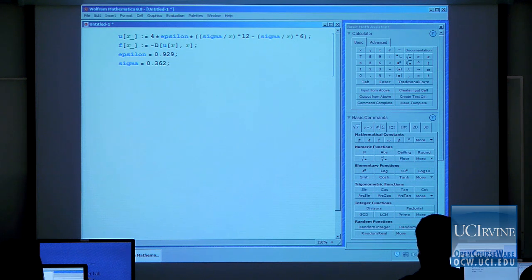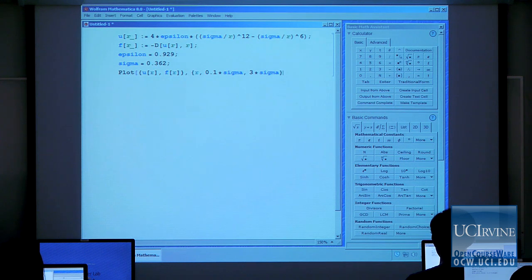Okay. So we're going to plot U of R and F of R. And I want to do this for R going from 0.1 times sigma to 3 times sigma.